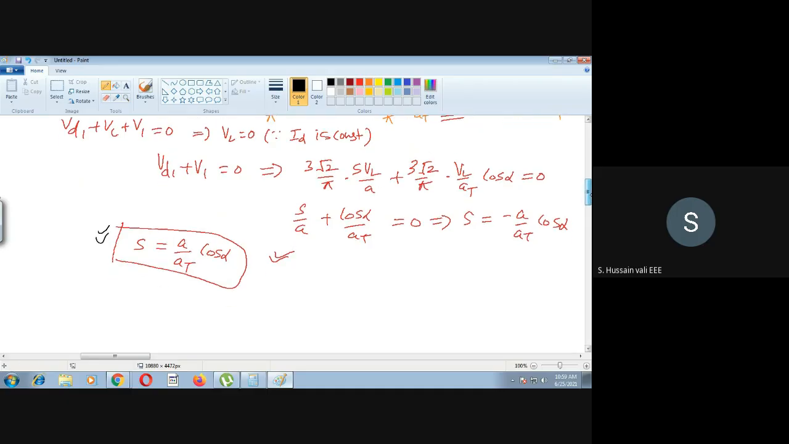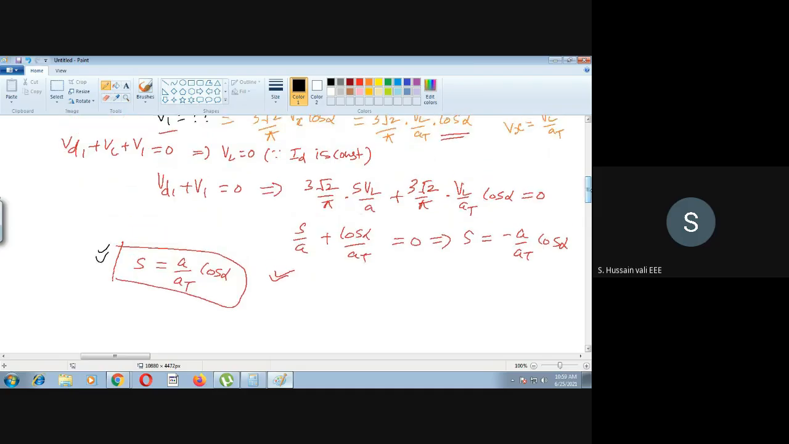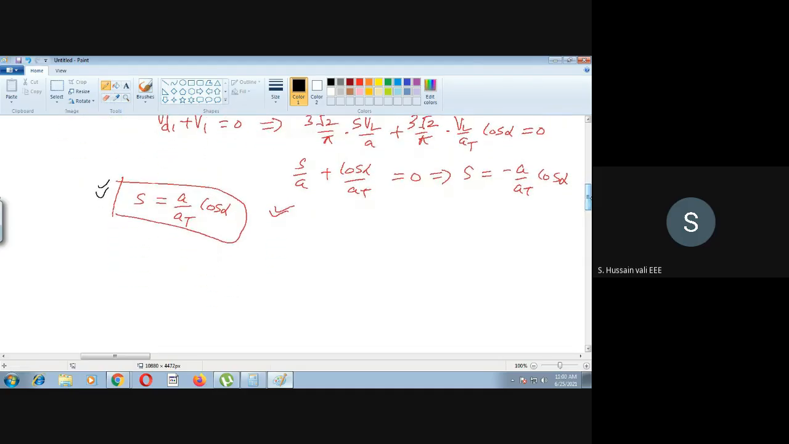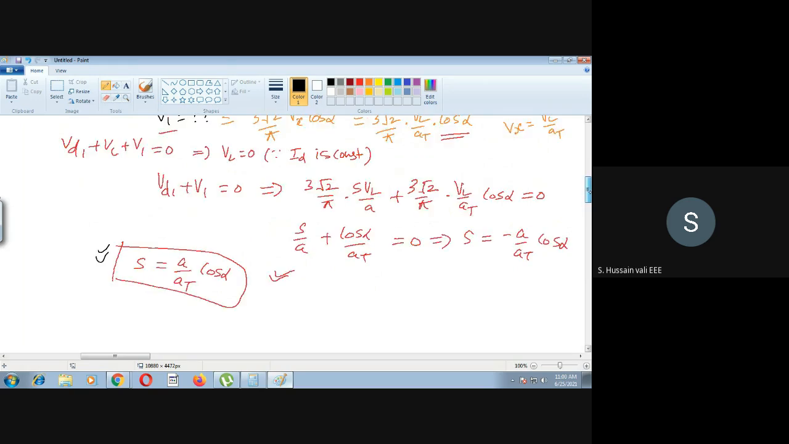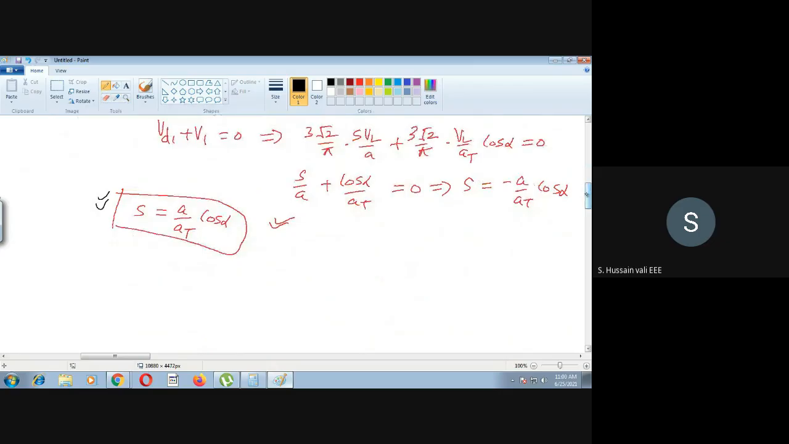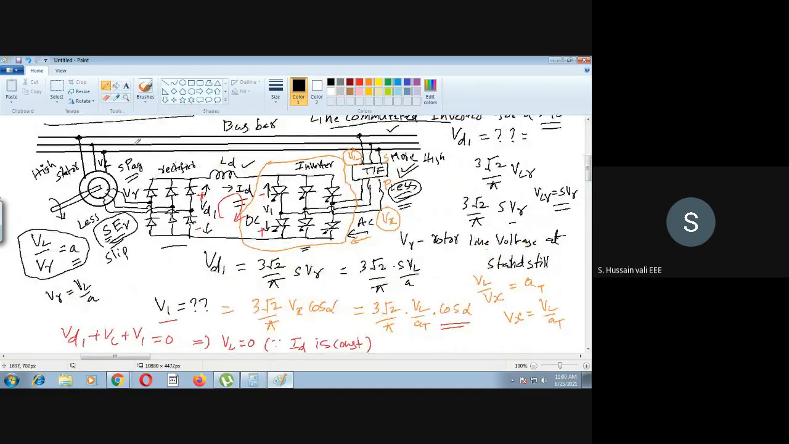Okay, so we'll do one more thing. What we will do here is, what about the air gap power here? If we take the system total ideal, if I take the system ideal here, what is the air gap power here?